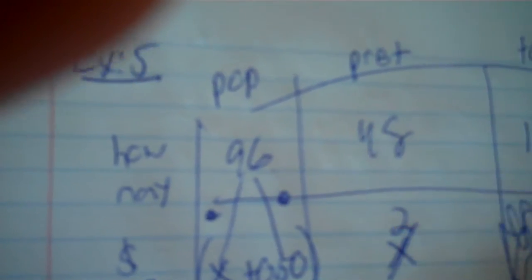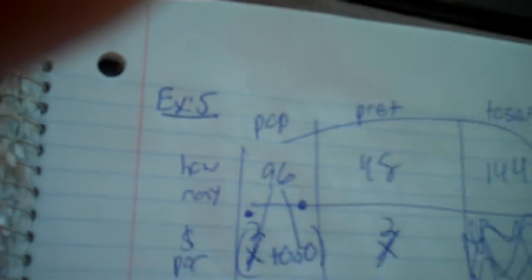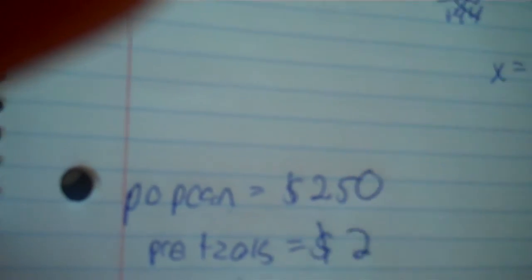So the X right there is 2, so the pretzels were $2. Now go look at the popcorn. You take 2 plus 0.50, and that's $2.50.